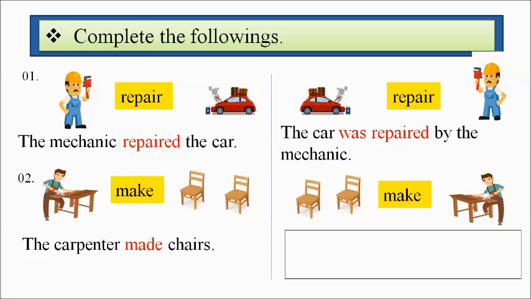Look at number 2. The verb is make. The past form of the verb is made. The carpenter made chairs. Can you write the passive voice sentence? Let's check. Chairs were made by the carpenter.